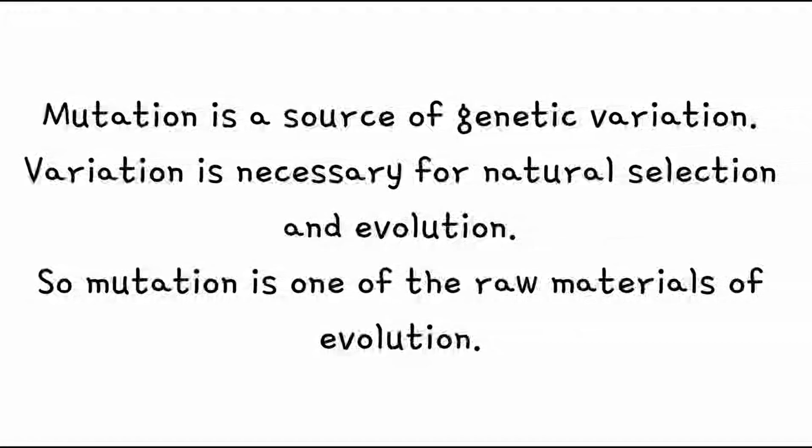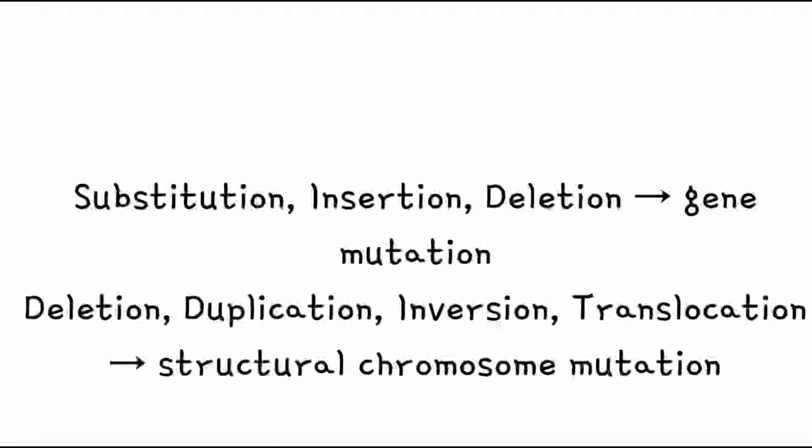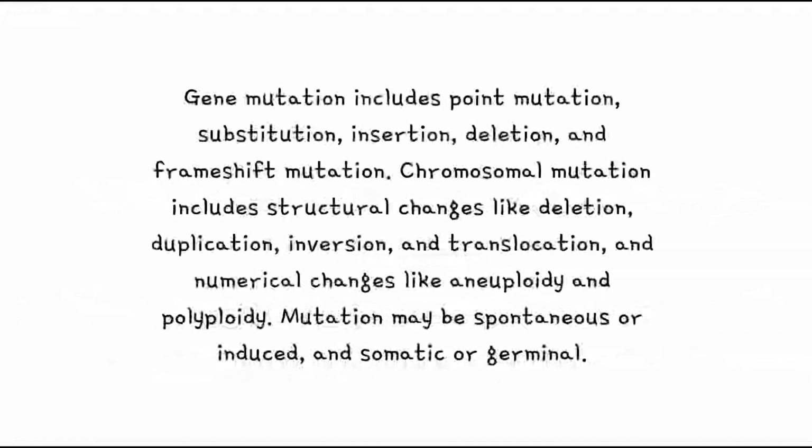Hugo de Vries proposed the mutational theory of evolution. He worked on the evening primrose, Oenothera lamarckiana. He said that new species may arise by sudden heritable change, that is called mutation. So we can classify mutations into gene point, frameshift, chromosomal structural mutation, chromosomal numerical mutation, somatic, and germinal mutation.